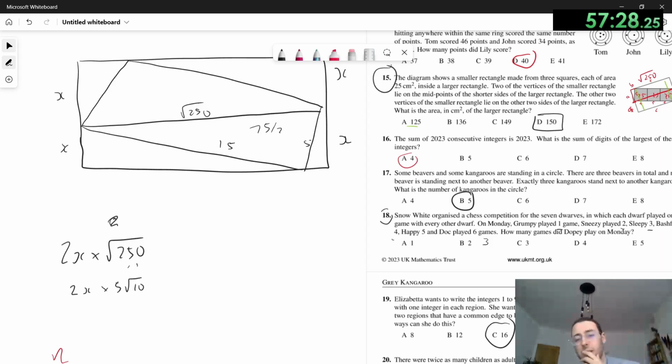Oh, I don't have answers for this as well, so I don't know if I'm right. When we get answers for this, I will add them to the end of the video somehow, so I can check. Yeah, so x times 10 root 10 is going to give me the area. And this is just always going to be a multiple of 10, because it's got a factor of 10 in it. And the only answer here that is a multiple of 10 is 150. So it has to be 150, even though I haven't done any maths there.